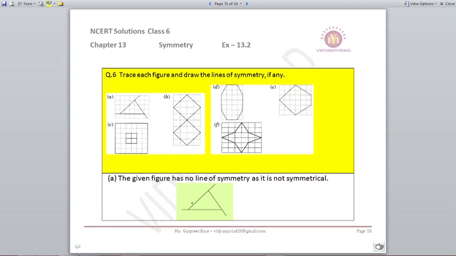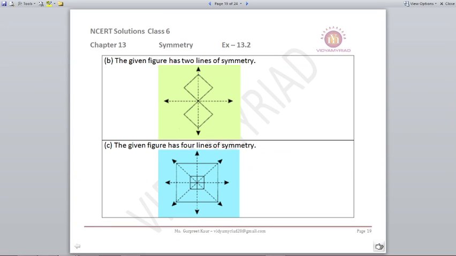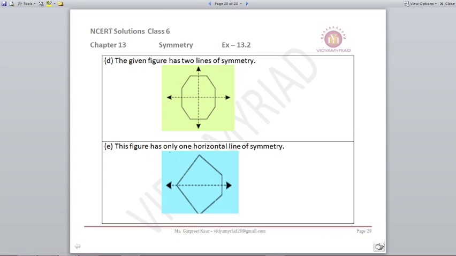Trace each figure and draw the lines of symmetry if any. So with the help of this, we can see whether the possibility of symmetrical lines is there or not. In the A part, no symmetrical line can be made on this. Let us find out for the second. Of course, it is possible. We can draw 2 lines, so the picture will be totally identical. In the case of a square, we can draw 4 lines to make it symmetrical. In the case of this one, with so many sides, we can draw 2 lines of symmetry.